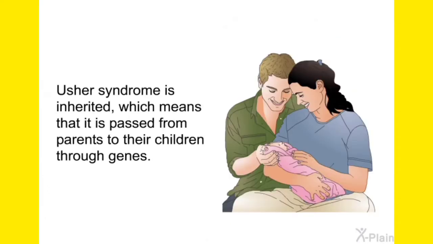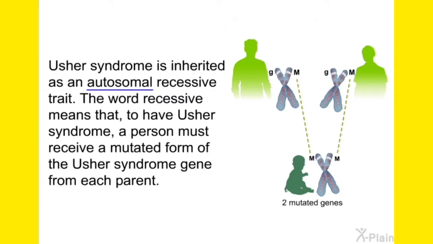Always remember, Usher syndrome is inherited, which means it actually passes from the parents to the children by their genes. Now, what is the pattern of inheritance of Usher syndrome?